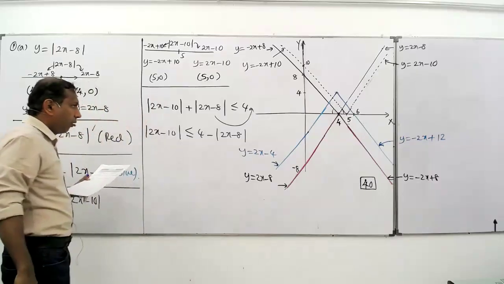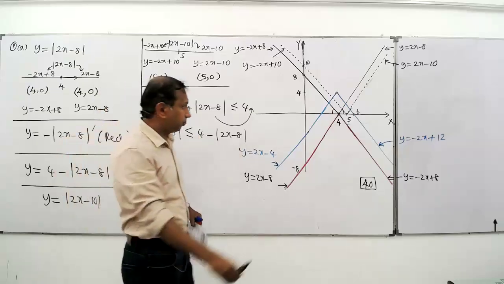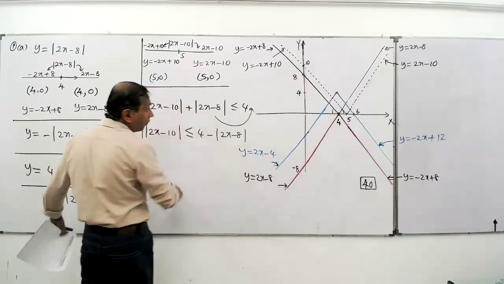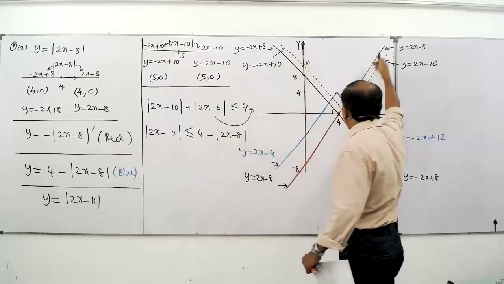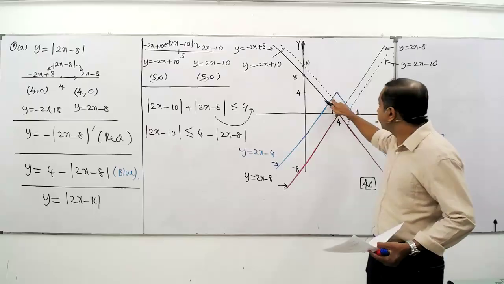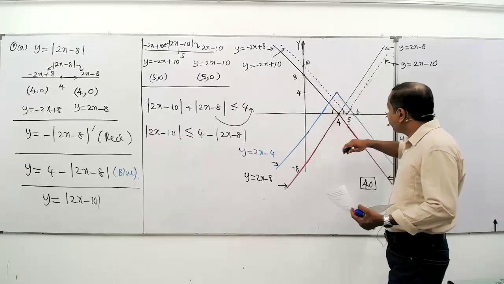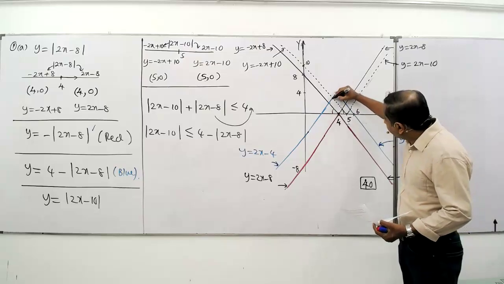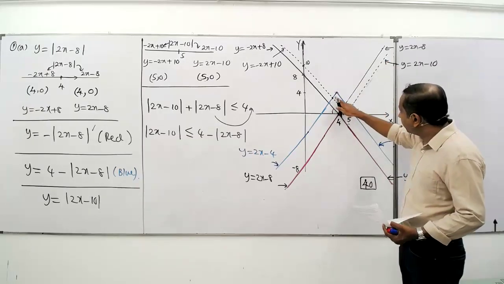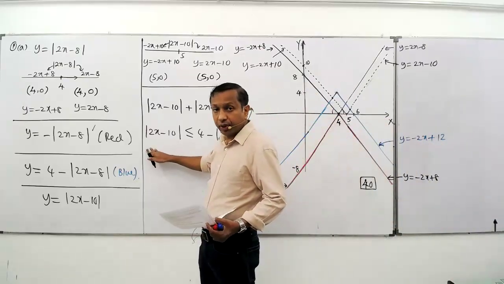Okay. What is this? You can very clearly understand this graph is what? The blue graph. |2x minus 10| means this dashed line graph. It is asking for the dashed line graph to be smaller than the blue one. You can very clearly see from here to here that the dashed line graph lies below the blue one. So the answer for this inequality is going to be that range.